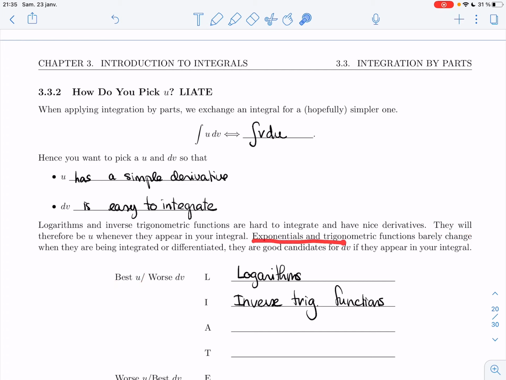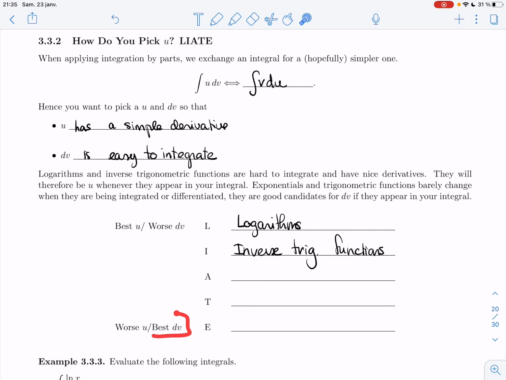Now, exponential and trigonometric functions barely change when they're being integrated or differentiated. So if I have e to the x, it's not going to change, and so they don't have a simpler derivative, but they're easy to integrate. In fact, the integral will not be more complicated than what you started with. It's not really changing. And so these will be good dv because they're easy to integrate, but not great at u because they don't simplify. So if you have trigonometric functions or exponential, then you should not pick them as u.